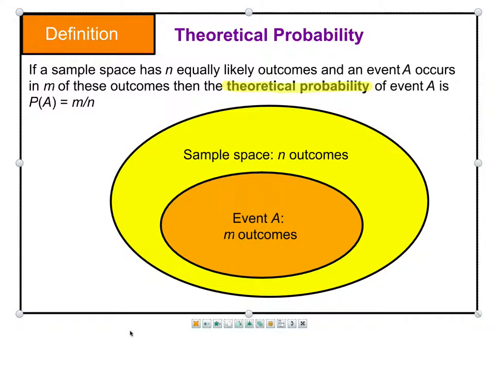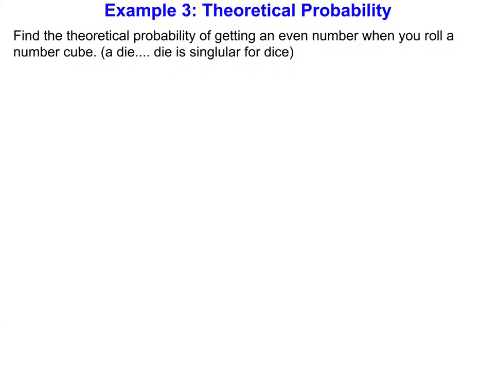So for theoretical probability, I've got a picture of it. This yellow circle represents all of the possible outcomes. Okay, they're equally likely. Any of them could happen. The orange circle represents some outcome that you're interested in. The theoretical probability is you take M, the number of ways that event A could happen, and you divide it by N, the number of outcomes total that could possibly happen. So that's the definition of theoretical probability. Let's look at an example of that.